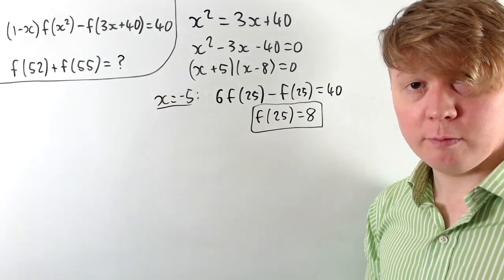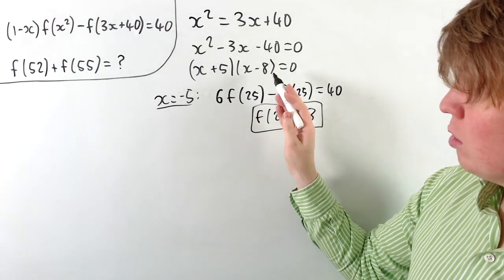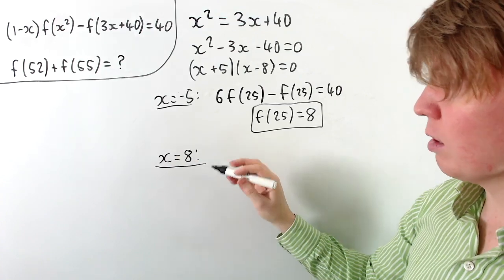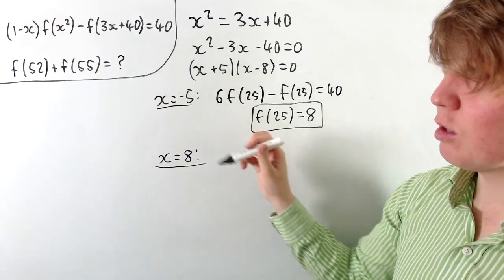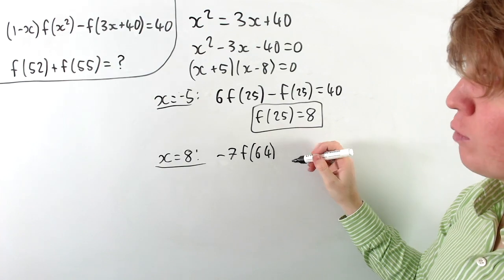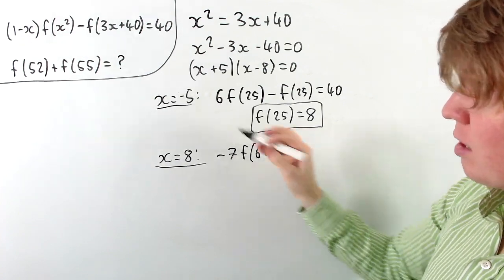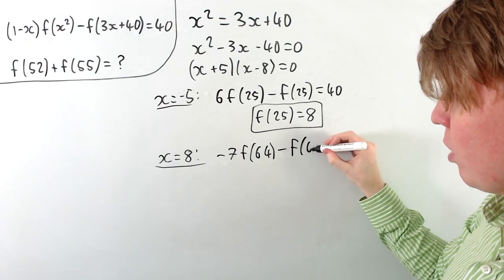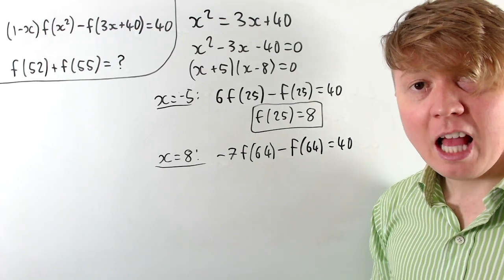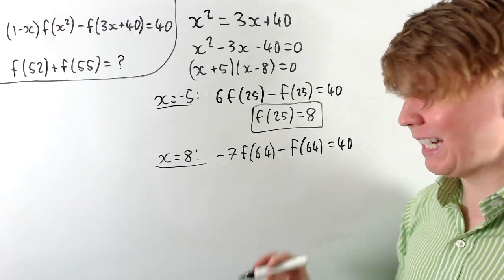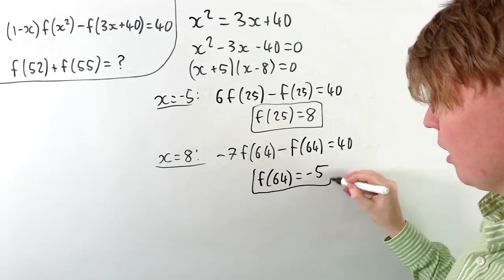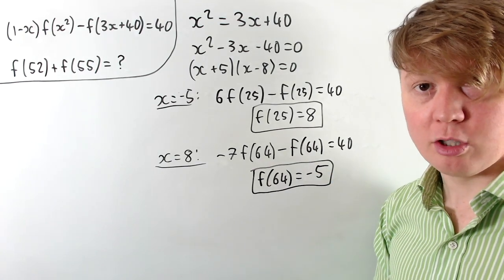So we need to find the values at 52 and 55, but we can also find the value immediately at x equals 8, and then we'll see if these can help us along the way. So when x equals 8, we substitute this in here, so 1 minus 8 gives us negative 7, f of 8 squared gives us f of 64, and the whole point of doing this is that 3 times 8 plus 40 is also 64, and this is equal to 40. So we've got negative 7 times f of 64 equals 40, and we've got two known values of our function f now.